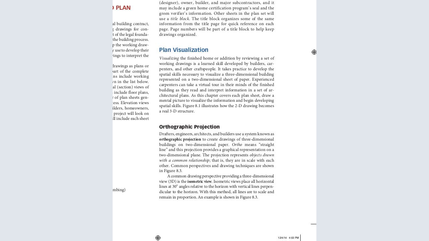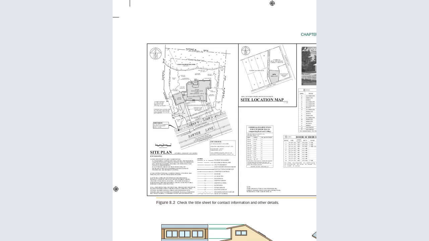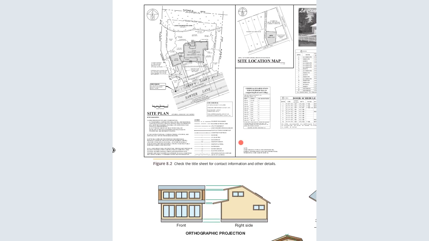I think you guys can remember how we were doing our isometric projections and drawings with the vertical lines perpendicular to the horizon. So with this method, all lines of the cell remain in position. An example is shown now. We're going to look at the drawings. Now look at these plans.